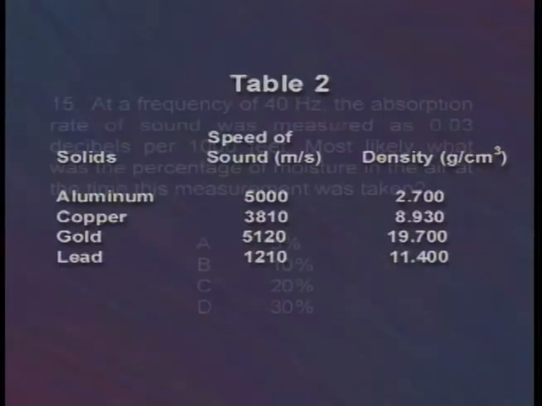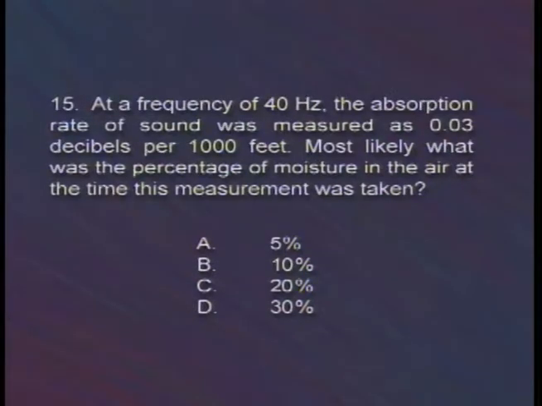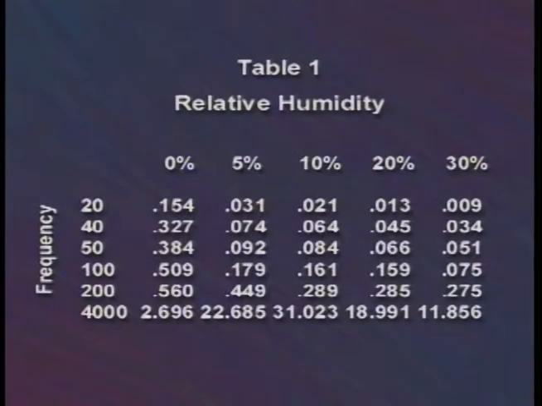Question 15. At a frequency of 40 Hz, the absorption rate of sound was measured as 0.03 decibels per thousand feet. Most likely, what was the percentage of moisture in the air at the time this measurement was taken? This question asks us to find information in Table 1. Look at the row containing a frequency of 40 Hz. Scan the row for a value close to 0.03. At a humidity level of 30%, the absorption rate is 0.034. This is close enough. The correct answer must be D.